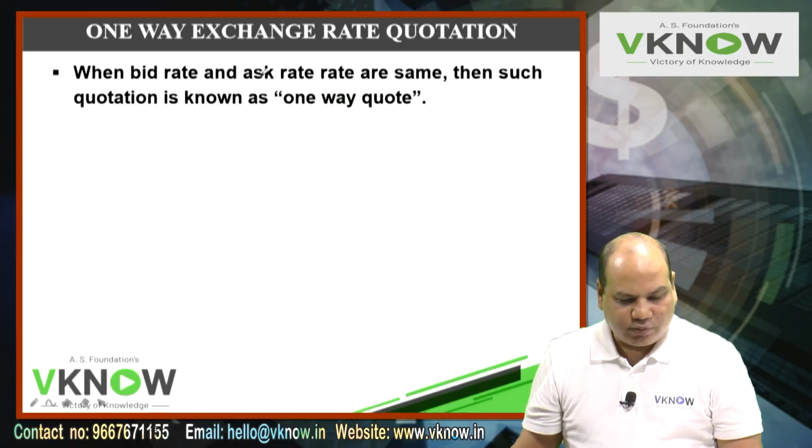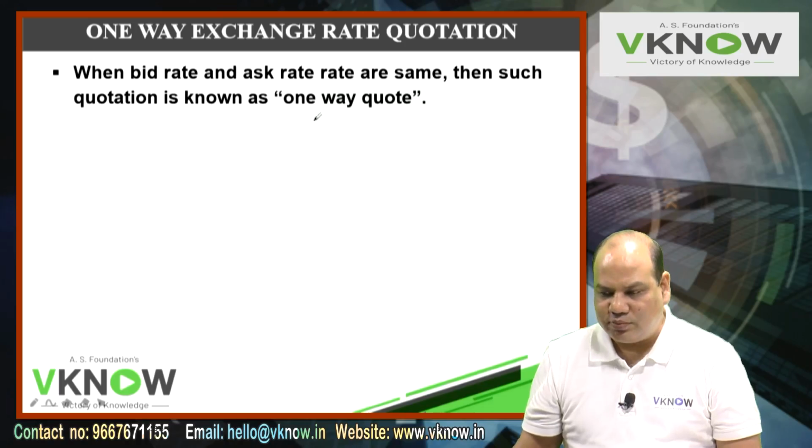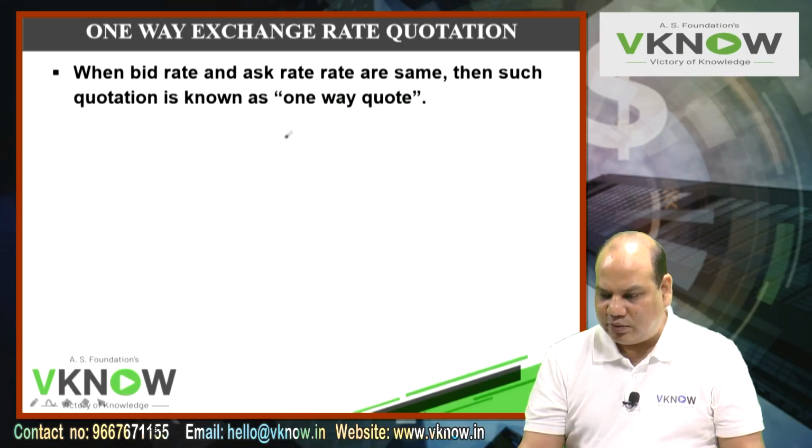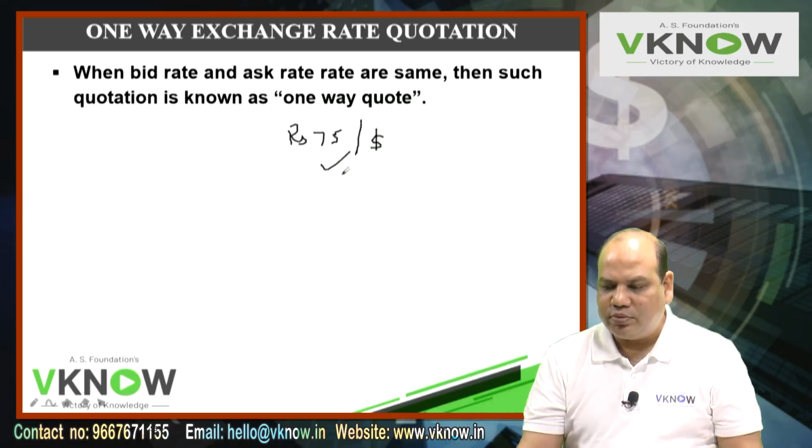Now paragraph 23, which is more applicable for your classroom and exam question, less applicable in the practical world. It says one-way exchange rate quotation. One-way exchange rate quotation means when the bid rate and ask rate are same. That means you ask the bank what is the rate, they just say 75. 75 means bank is willing to buy at 75, bank is willing to sell at 75.